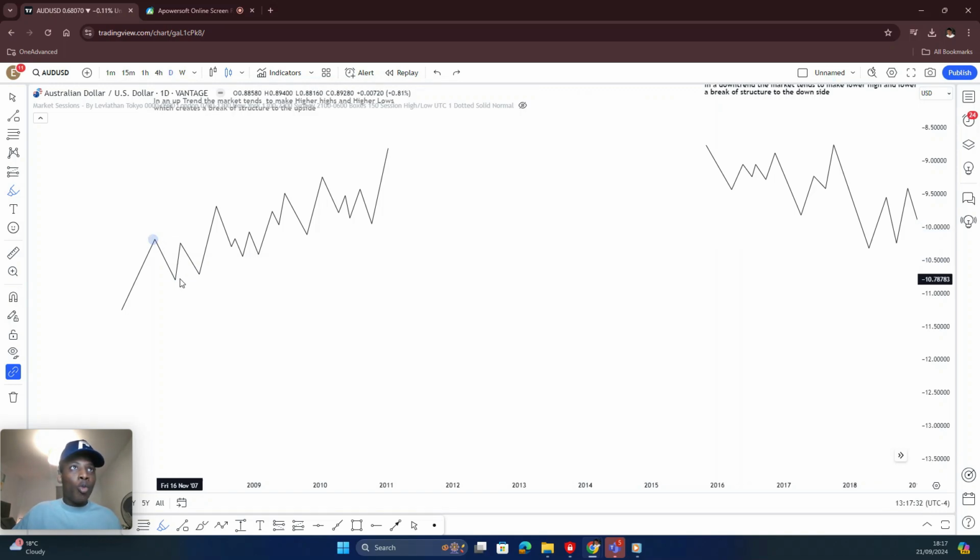The next thing we need to do is look for the last point that broke structure. Was it this point that led to a break of structure to the upside? No, it wasn't. Was it this point? Yes, it was, because from this point here is what created the break of structure to the upside. So this will be our valid higher low.